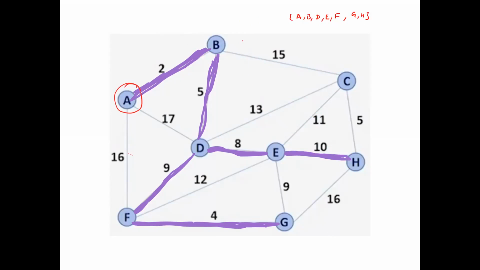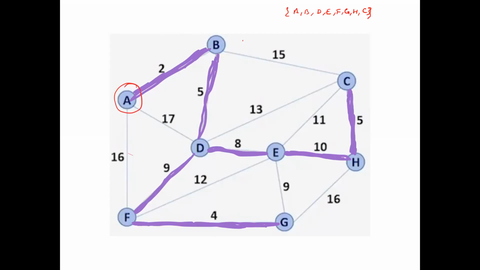Now after this, the temporary set T contains A, B, D, E, F, G and H. The remaining vertex will become this one. Now this vertex has possible connections with the partition: BC 15, CD 13, CE 11, CH 5. Out of these, the minimum edge cost is 5, so we'll pick the edge CH. This is the final output of the minimum spanning tree using Prim's algorithm.